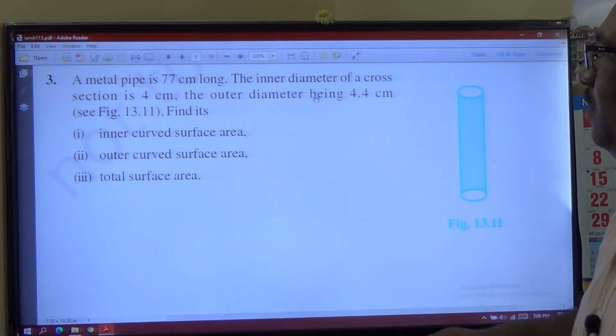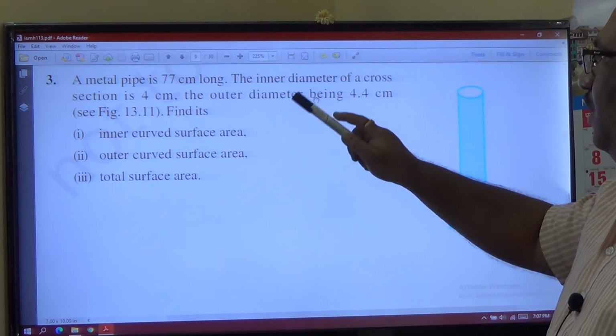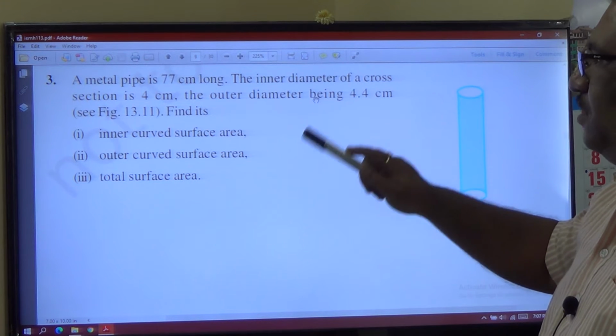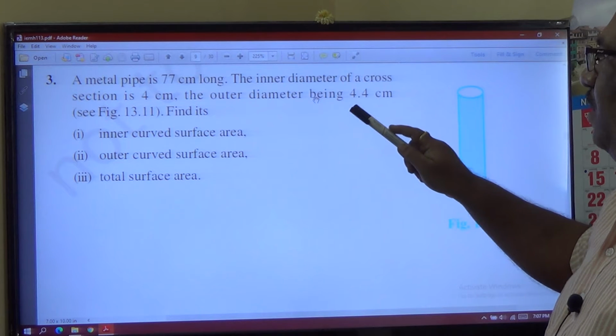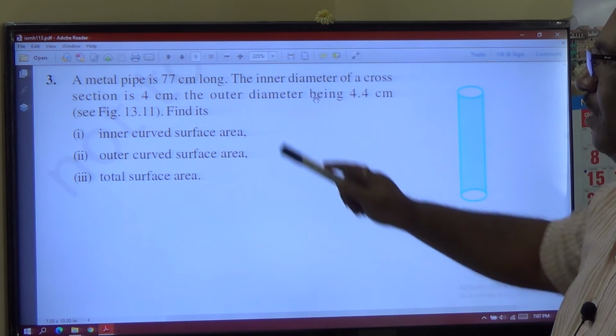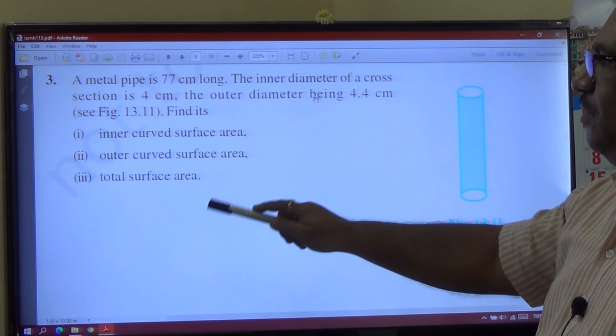Question number 3. A metal pipe is 77 centimeter long. The inner diameter of cross section is 4 centimeter, the outer diameter being 4.4 centimeter. Find its inner curved surface area, outer curved surface area and total surface area.